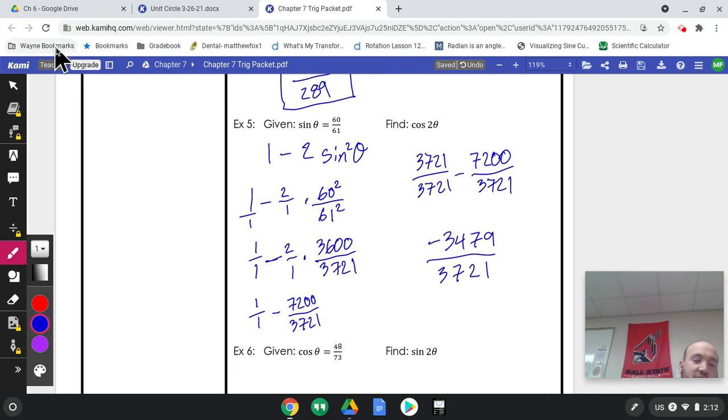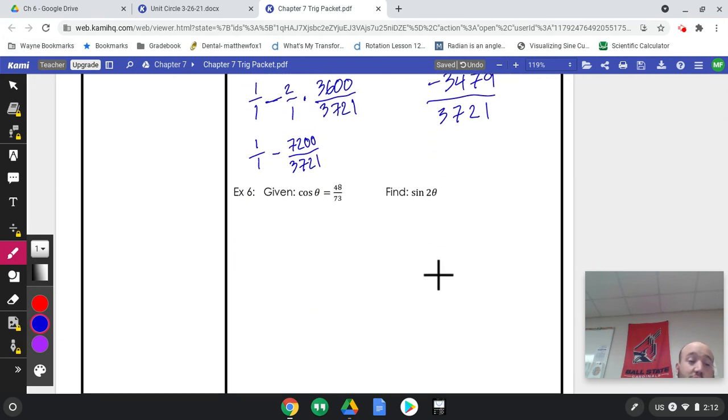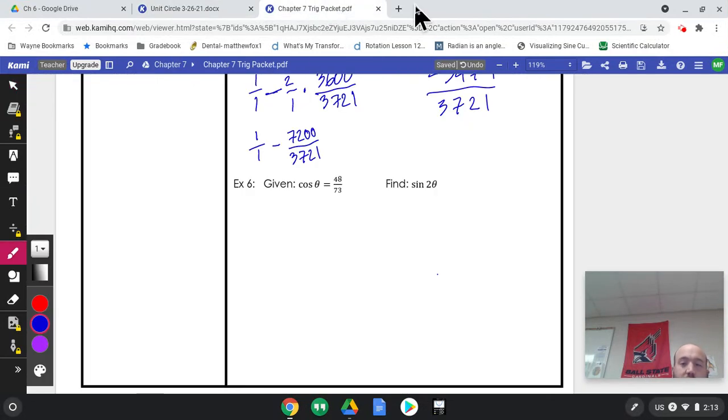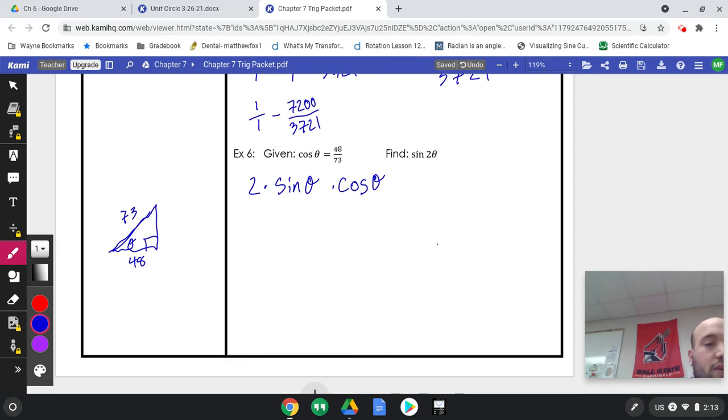One final problem. This last one. Once again, we're finding sine of 2 theta. So you might remember, you might not, if you have to look, 2 times sine theta times cosine theta. So we need both of them. If we need to find the other, the only way we can really do that is Pythagorean theorem. And on this one, we have our theta. We know that the adjacent is 48, the hypotenuse 73. Okay, and we don't know what's over here.